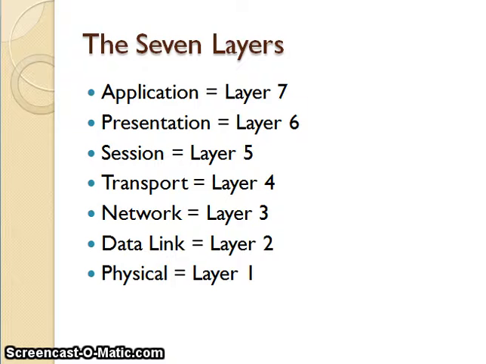These are all the 7 layers of OSI. It starts with the application layer, which is the higher layer of the OSI model, and it ends with the physical layer, which is the lower level layer of the OSI model.